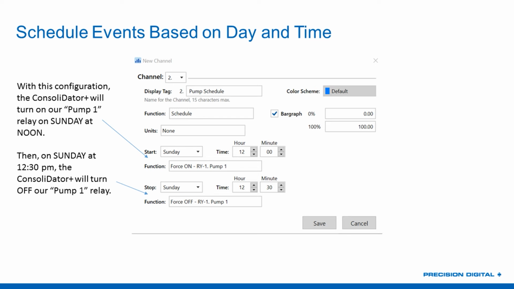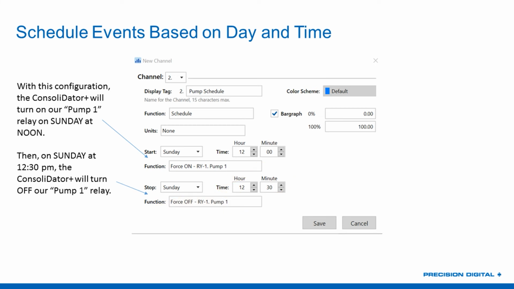And we want it to stop at noon 30, as I like to call it, or 12:30 p.m. That's when we want it to stop. And so instead of force on for the function, we're going to force off. So with this screen, on Sunday at noon, our pump 1 relay is going to turn on. And then on Sunday at 12:30, it's going to turn off. Now, you can imagine the different things that we can do here with this scheduler.